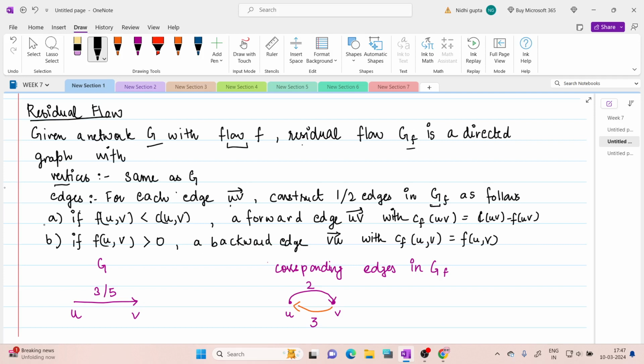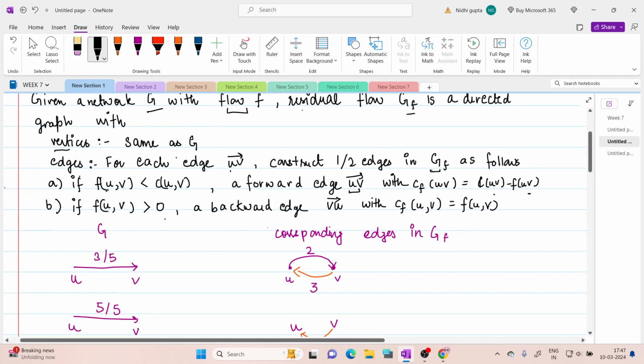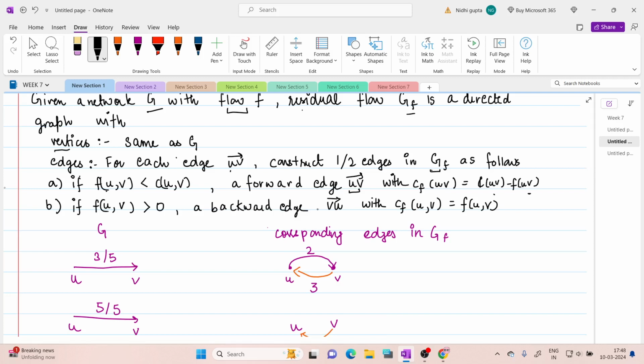First, if the flow value is strictly less than the capacity value, then we construct a forward edge in the residual graph. That is, if UV is a directed edge in G and the flow F of UV is less than C of UV, then we construct a forward edge UV whose weight will be the difference, C of UV minus F of UV. Secondly, if F of UV is greater than 0, we also construct a backward edge, VU, and the weight of that edge will be the flow.